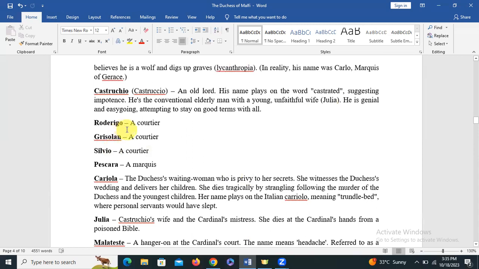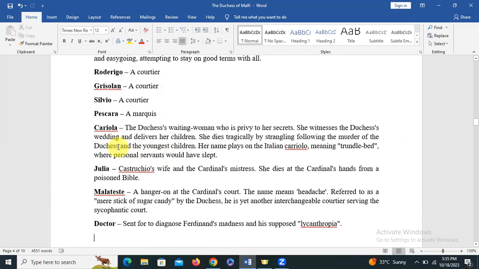Then there's Roderigo, a courtier. Grisolan, he's also a courtier. Silvio, he's also a courtier. Then there's Pescara, a marquis. A marquis is a person who holds a position lower than a duke. Here we are discussing the duchess and duke, so that is also a person, but his position is lower than the duke. That is known as a marquis.